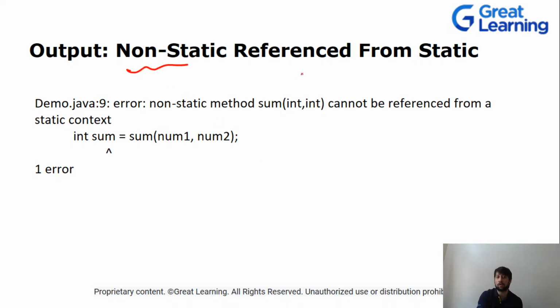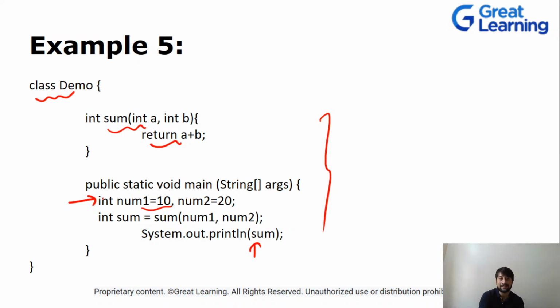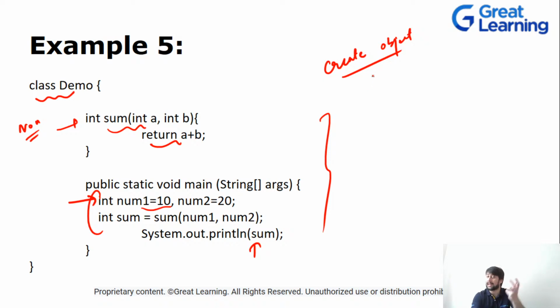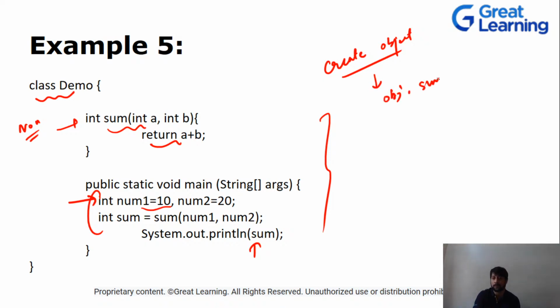Non-static members cannot be accessed or cannot be referenced from a static context. Someone said it. Kishan. Yes, correct. So obviously this is a static method, and now you are accessing a method which is non-static. Why does this happen? What is the beauty of this static keyword? With static, you don't have to explicitly create an object. If it is a non-static member, you need to create an object, and then with the help of that object, let's suppose obj.sum, you need to call that.